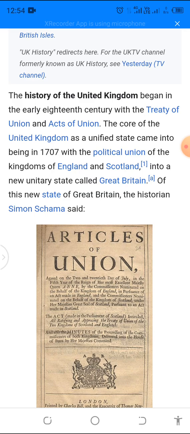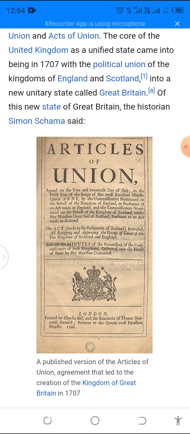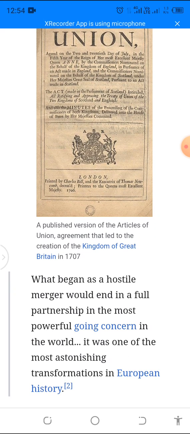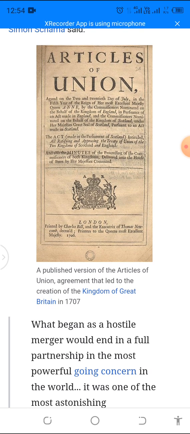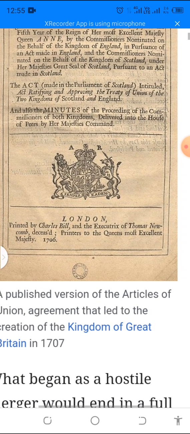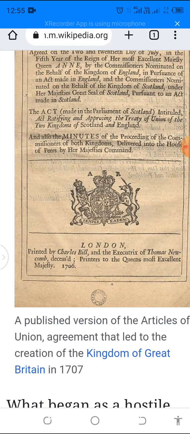Of this new state of Great Britain, the historian Simon Schama said, a published version of the Articles of Union agreement that led to the creation of the Kingdom of Great Britain in 1707. Articles of Union agreed on the 20th day of July in the fifth year of the reign of her most excellent Majesty, Queen Anne, by the commissioners nominated on behalf of the Kingdom of England, pursuant to an Act made in England, and commissioners nominated on behalf of the Kingdom of Scotland under her Majesty's Great Seal of Scotland, pursuant to an Act made in Scotland.